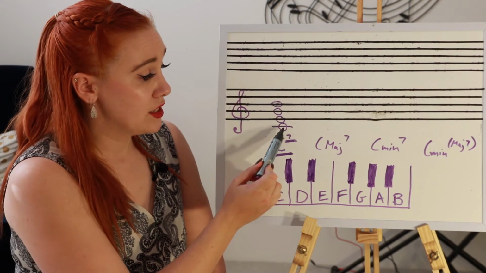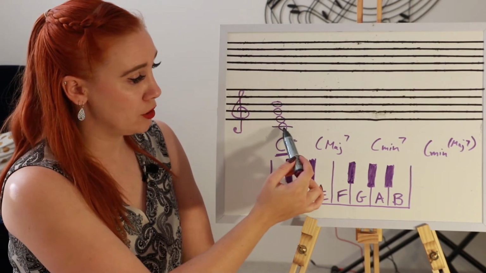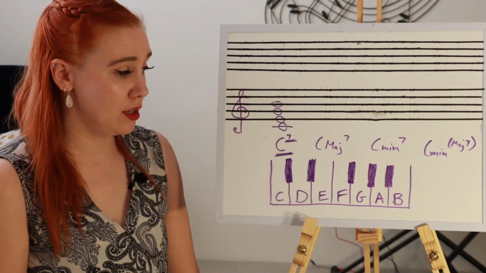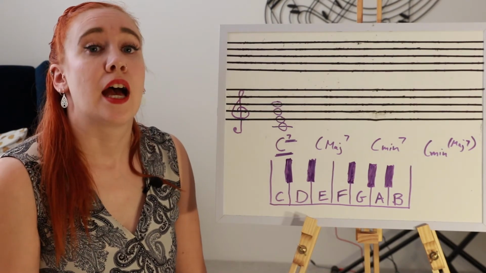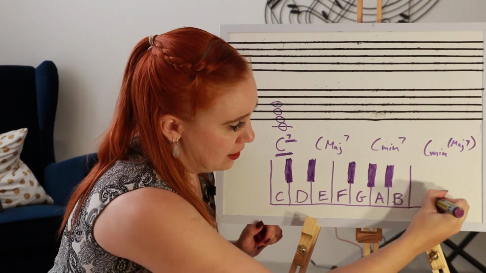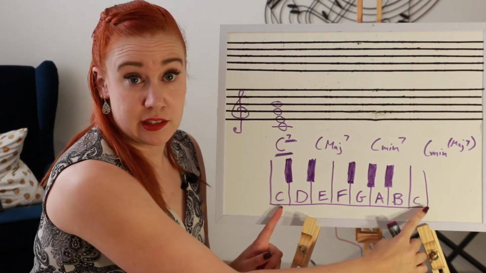Now we want a minor seventh above C. So this interval between our bottom note and our top one, I want it to be a minor seventh. Now rather than counting up all my semitones, I'm going to cheat. Or rather just be clever and do it the easy way. I'm going to add a C on here so you can see. C to a C is an octave.